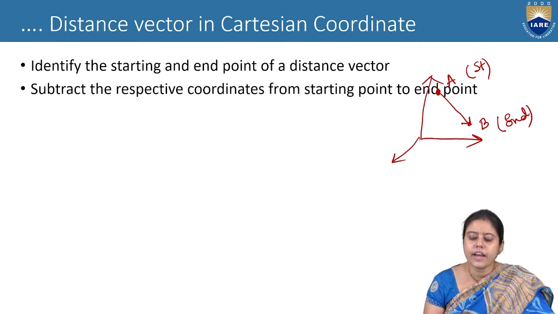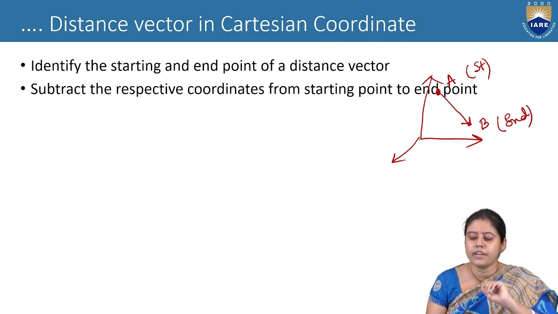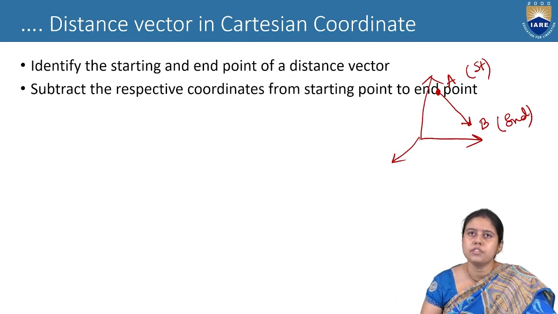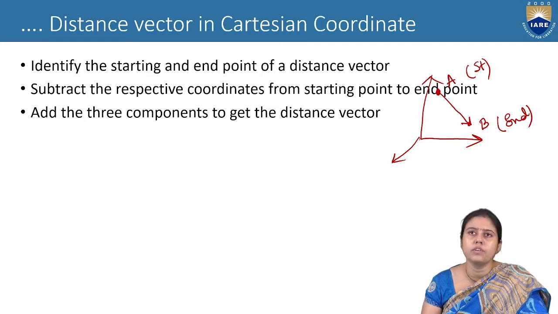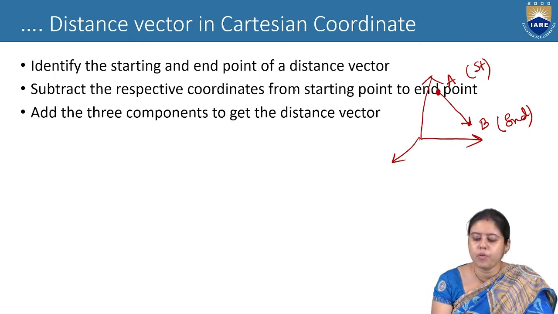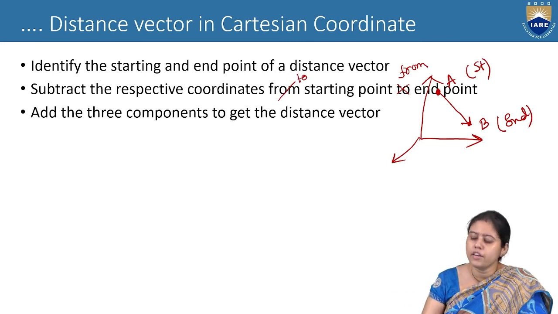Next, subtract each coordinate of the starting point and end point. What is next? Next is to add the 3 components to get the distance vector. Actually, I have written one thing wrong. Subtract the respective coordinates from the end point to the starting point. I wrote it opposite. Actually, it is from the end point to the starting point.